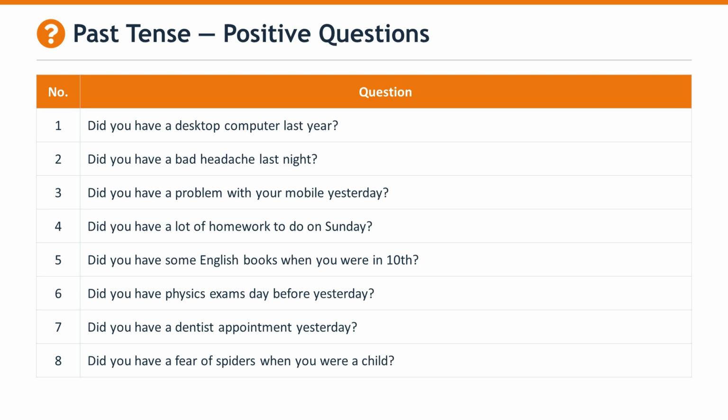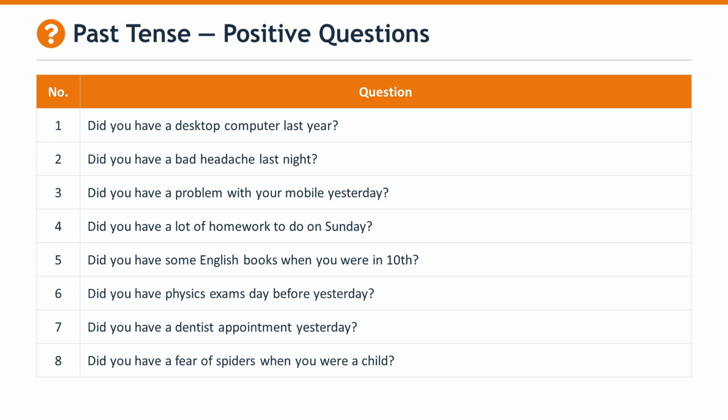To form a question in the past tense, we start with did, then the subject, then have, and then the rest. Number 1. Did you have a desktop computer last year? Number 2. Did you have a bad headache last night? Number 3. Did you have a problem with your mobile yesterday? Number 4. Did you have a lot of homework to do on Sunday? Number 5. Did you have some English books when you were in 10th? Number 6. Did you have physics exams day before yesterday?